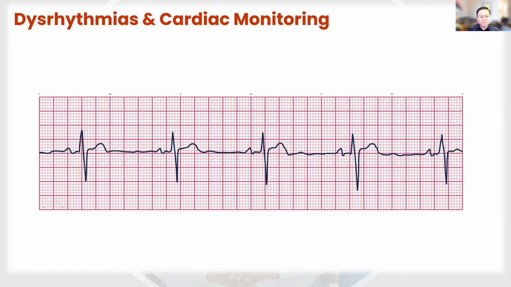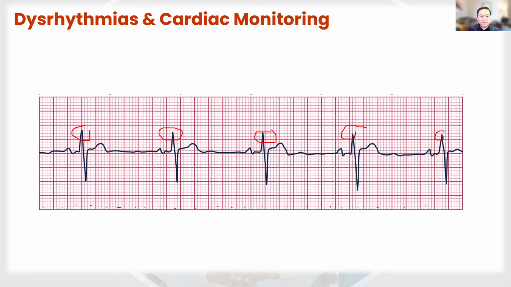Got 1, 2, 3, 4, 5, 6, 7, 8, 9, 10, 11, 12, 13, 14, 15, 16, 17, 18, 19, 20, 21, 22, 23, 24, 25, 26, 27, 28, 29, 30. 30 large boxes. And take a look into the R waves. It looks regular, right? When you're looking into a sinus bradycardia rhythm, it will look regular. Of course, it still has the QRS, it will have the P wave, it will have the T waves.